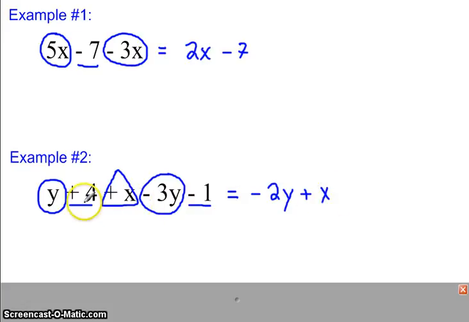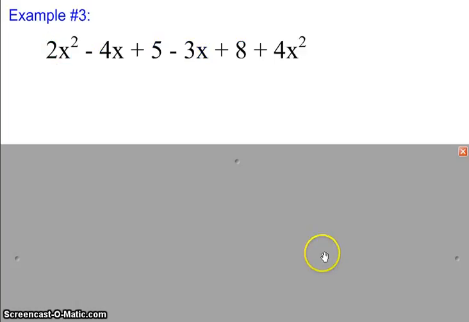And then a positive 4 and a negative 1 gives me 3. I can't combine anymore, so this is my final answer, negative 2y plus x plus 3. Let's step it up a notch. Got a long, nasty one here.